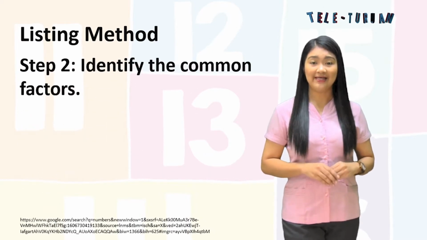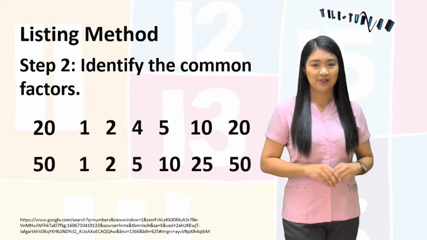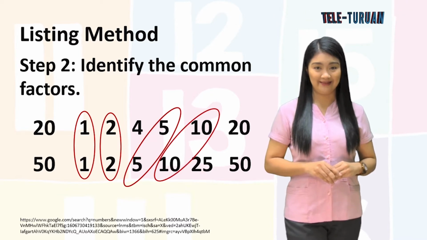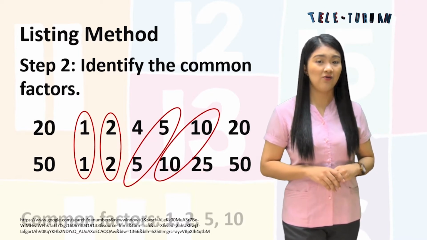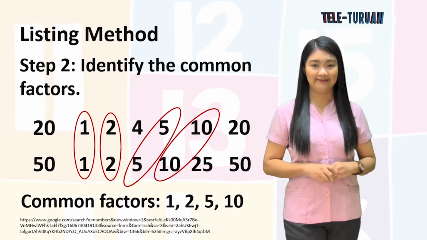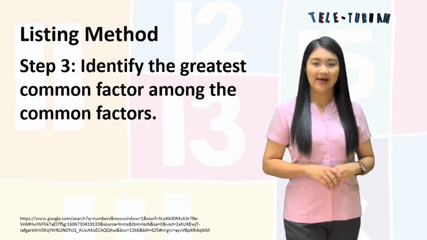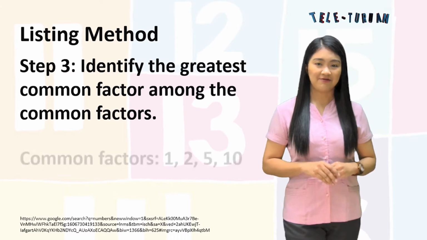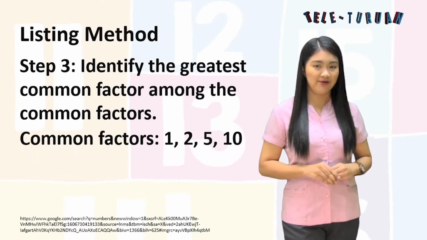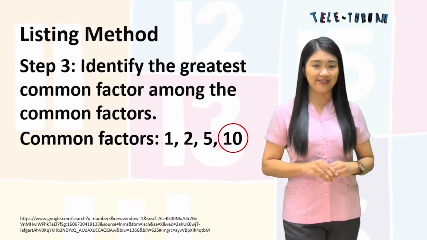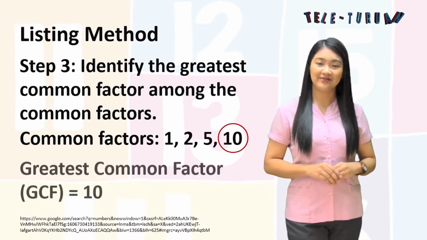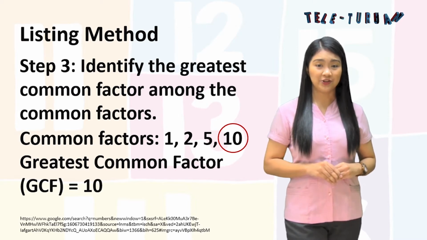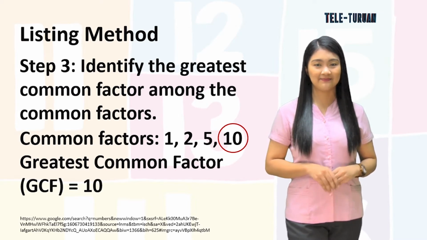Step 2. Identify the common factors. We have 1, 2, 5, and 10. So the common factors are 1, 2, 5, and 10. Step 3. Identify the greatest common factor among the common factors. From the common factors 1, 2, 5, and 10, 10 has the greatest value. Therefore, the greatest common factor or GCF is equal to 10. The answer to the problem is 10 packs.